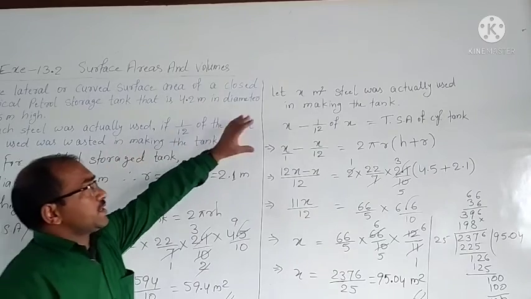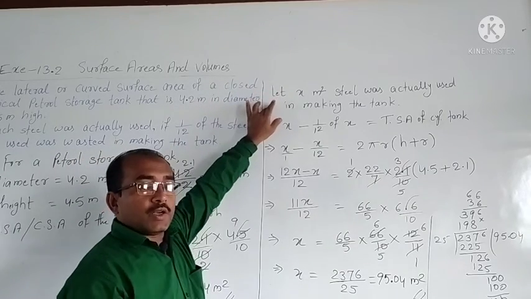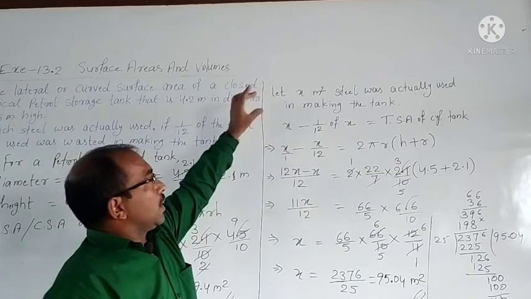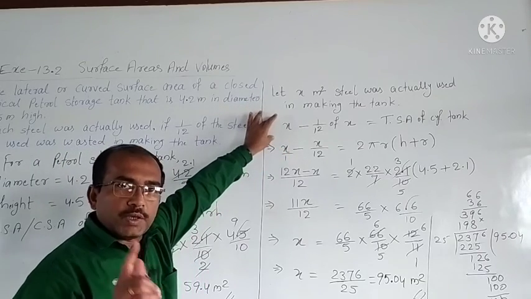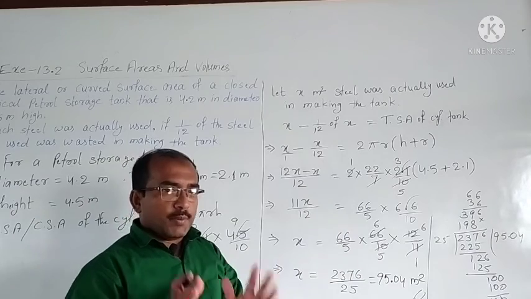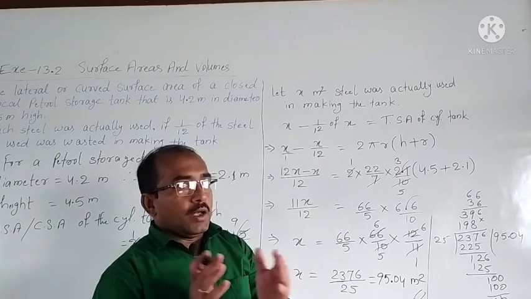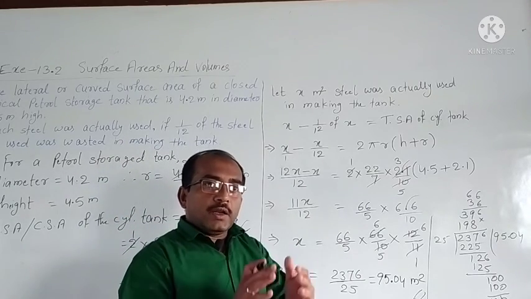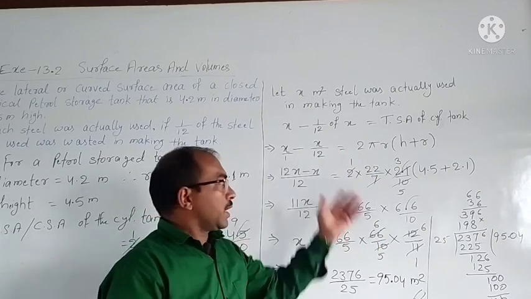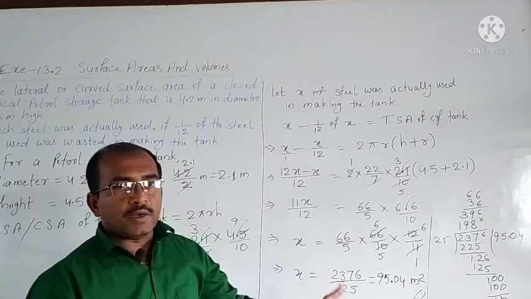So only this step, when we calculate how much steel was actually used in the tank, we need to get properly with a clear concept, otherwise we will not reach here, we will reach somewhere else. Remember how much steel was brought and then how much was wasted, and the remaining steel is in the tank, that is the total surface area of the tank. Refer to the calculation and learn it well.